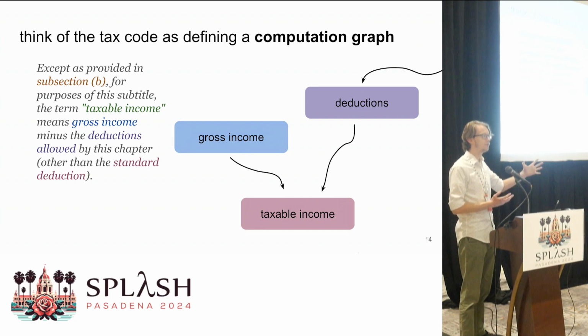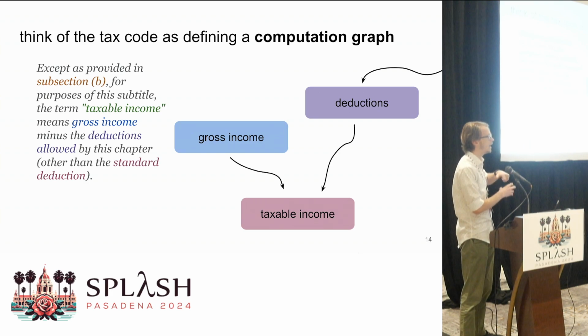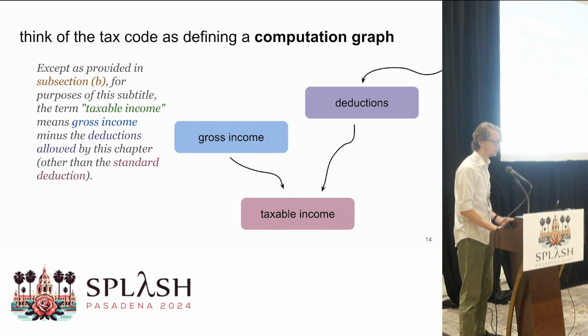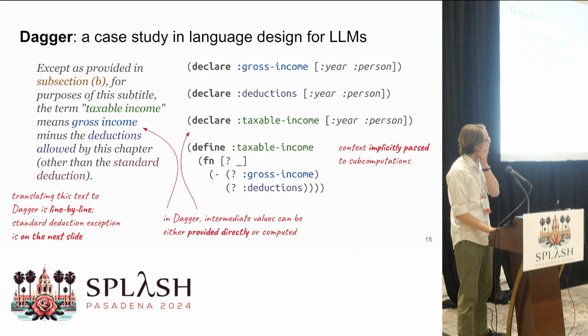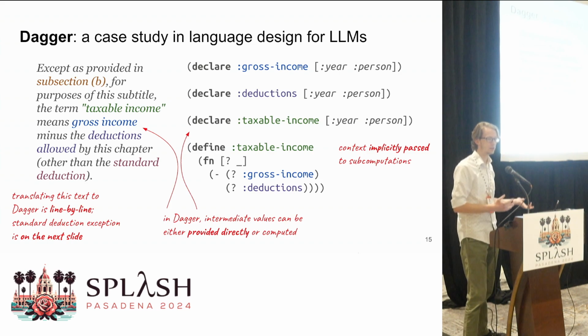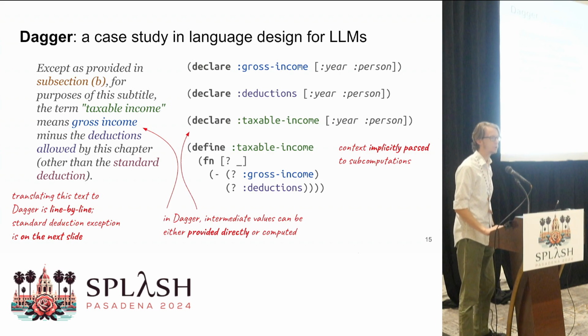And the structure of the computation graph says how to compute things from other things, regardless of which things you actually have. As long as you have enough, it can compute what you want. So we designed a domain-specific language. This happens to be embedded in Clojure, which is a Lisp, but that doesn't really matter too much. It was just easy to prototype.